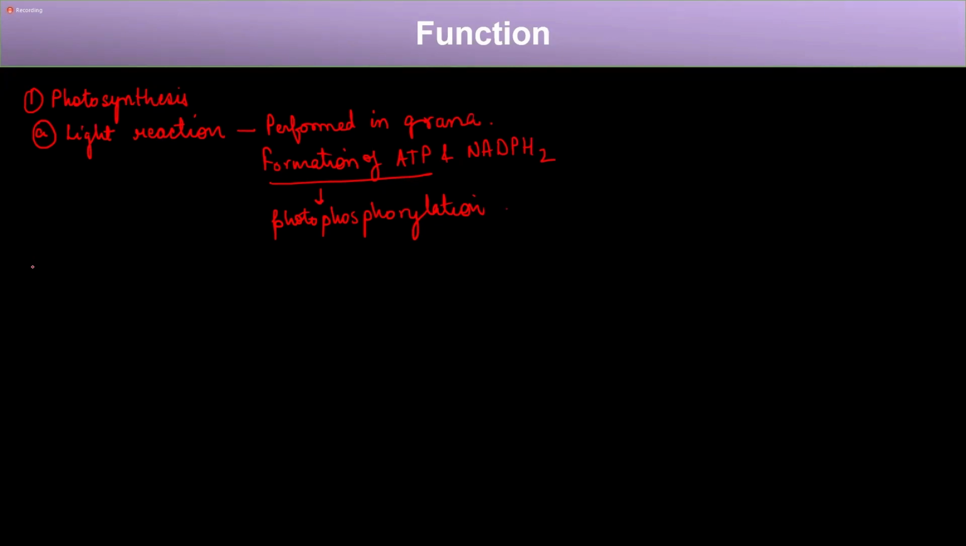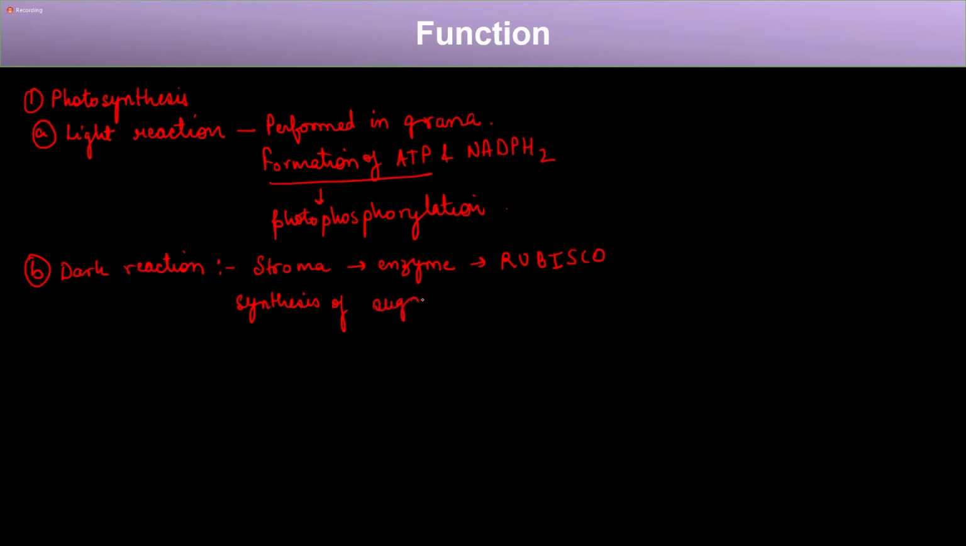Now, the second part of photosynthesis is dark reaction. And where does this dark reaction take place? It takes place in the stroma. So what is stroma? Stroma is the matrix of the chloroplast, and the dark reaction takes place in stroma because stroma has a special enzyme that catalyzes this reaction, and this enzyme is called rubisco. Right? And this leads to the synthesis of sugar.